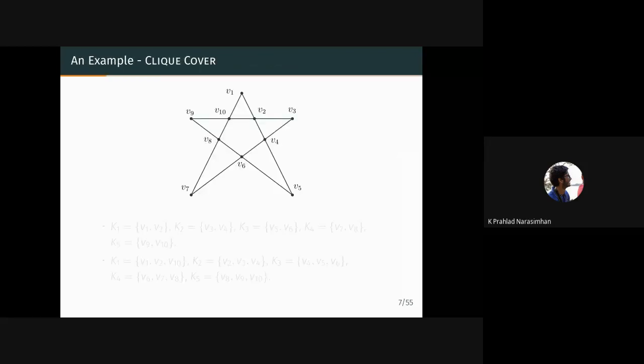So again, here's an example, the same graph that we've taken all this while. Here's the first clique cover, right? Take V1, V2, V3, V4.